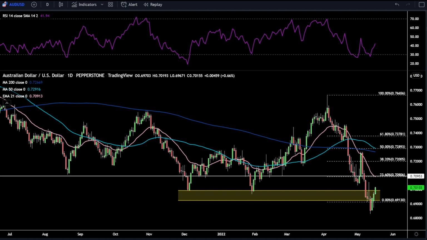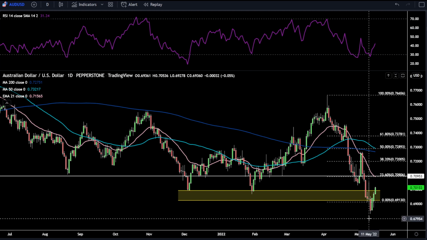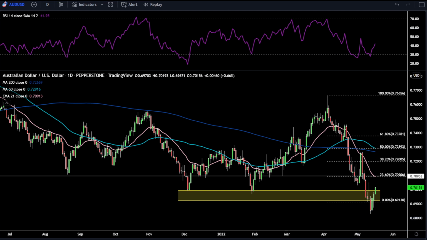Aussie dollar flying higher again. We slipped below that 0.69 level, but now we're making a nice retracement back through that key support yellow zone that I drew in there. And we're moving higher, potentially up to that 23.6 level, just under 0.71, and the 21-day exponential moving average. The RSI moved out of oversold. We're having a bit of a run here.